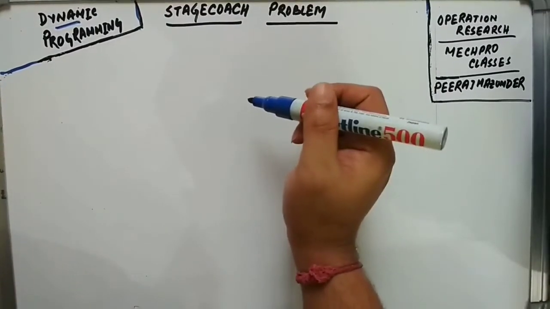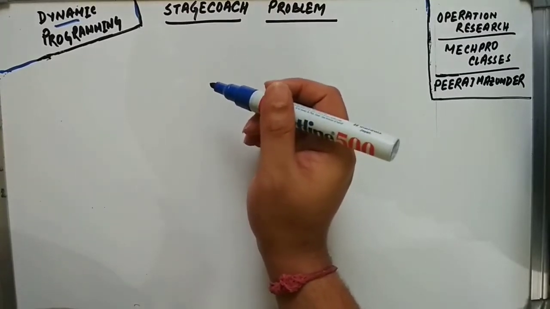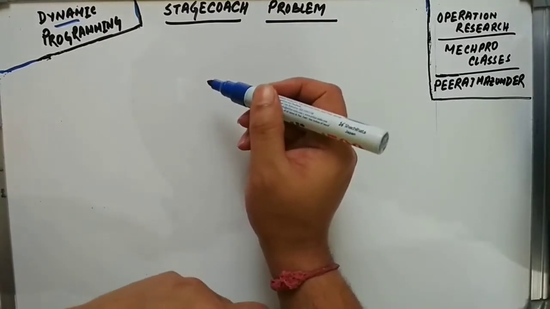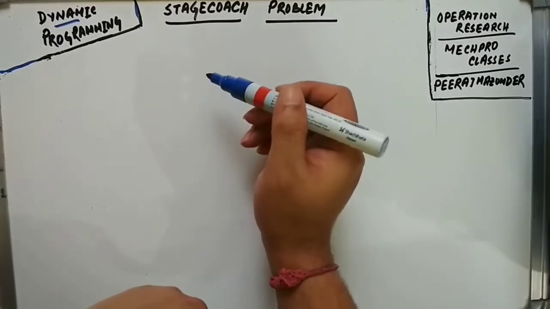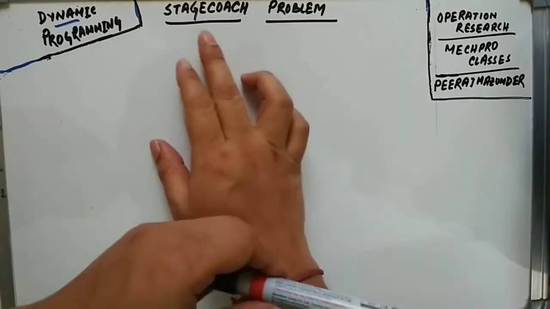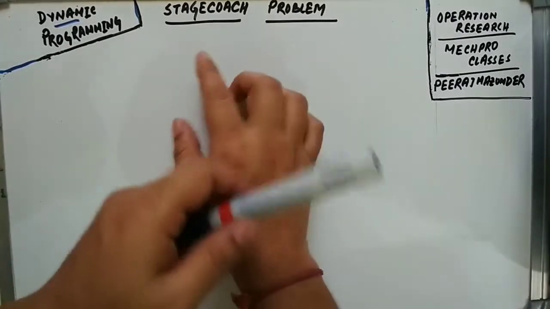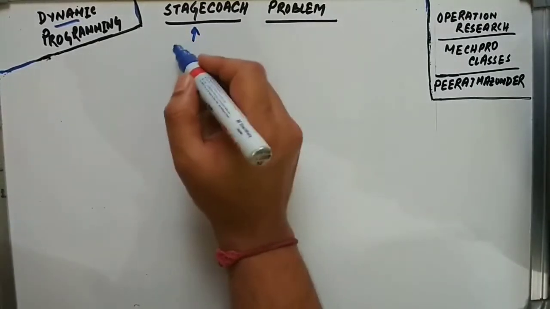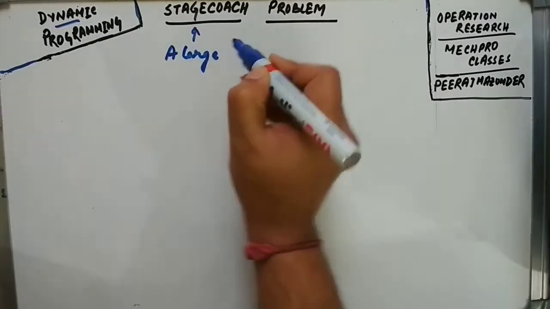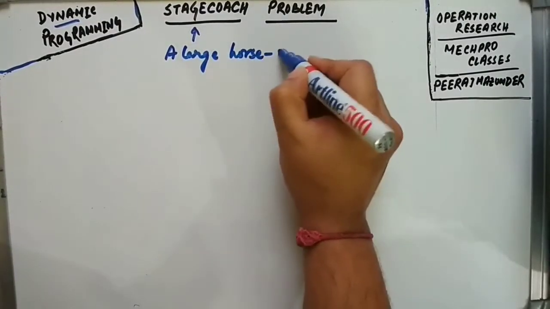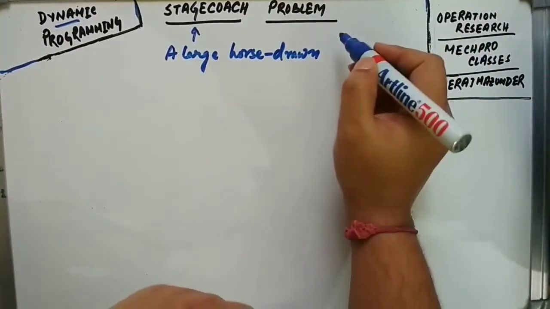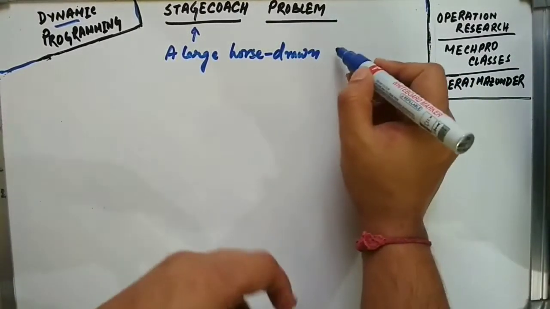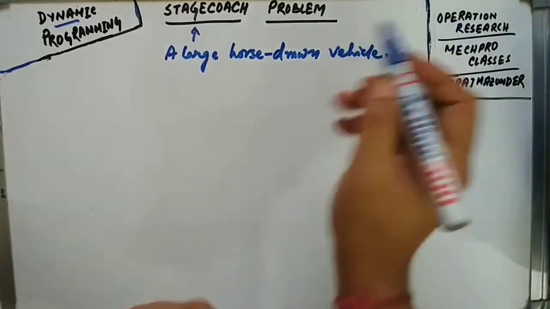Now, without any introduction, coming directly to the stagecoach problem, let us know what this actually means. You will have a question in your mind, what does this particular stagecoach mean? A stagecoach is a cart, or you can say a large horse-drawn vehicle. Previously it was used, now it is obsolete. It was very famous in the Americas.